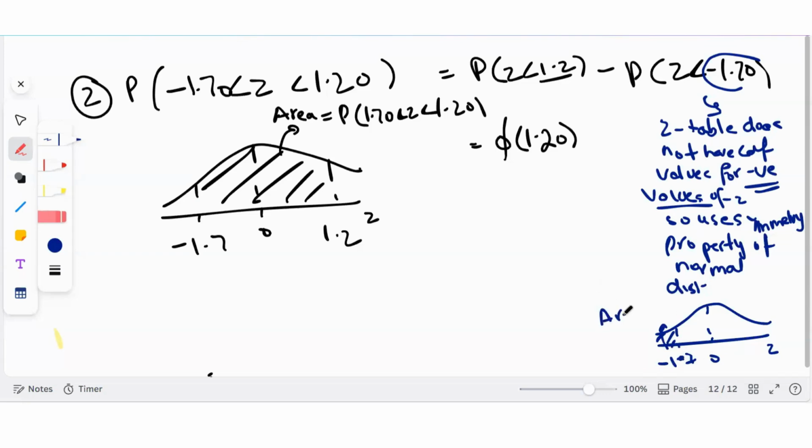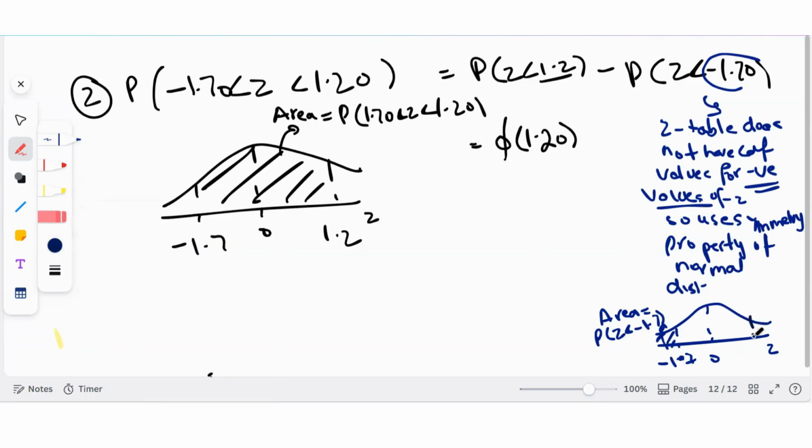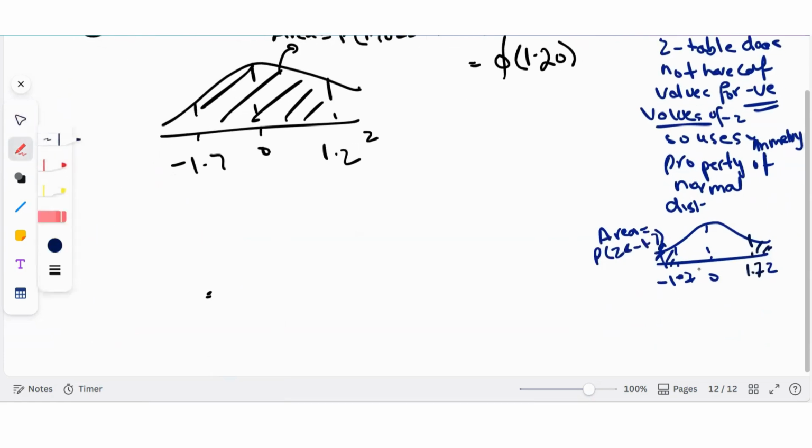So this area is the probability Z is less than minus 1.7, right? And by symmetry, this is the same as this area, 1.7. Because the whole idea here is that the symmetry property says the standard normal variable is symmetric around its mean. So probability Z is less than minus 1.7 is the same as probability Z is greater than 1.7.